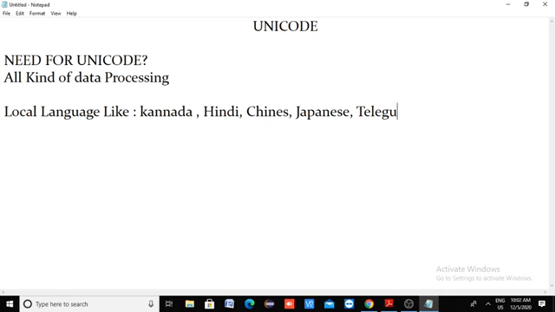This type of local language requires support of local language characters and other language specific symbols on computer systems. If you want to type in Kannada, Hindi, Chinese, Japanese or Telugu, we need the related characters. If you want to type Kannada, we need Kannada related characters. If you want to type Chinese, we need the Chinese related characters. So for that reason, we need Unicode.